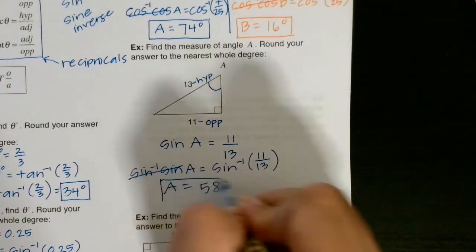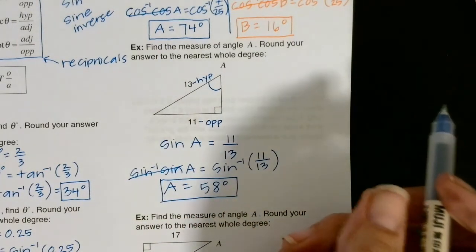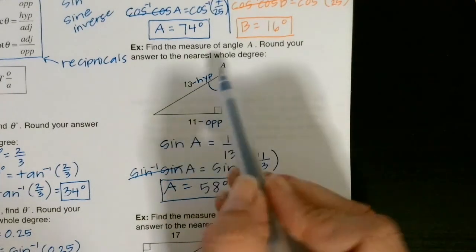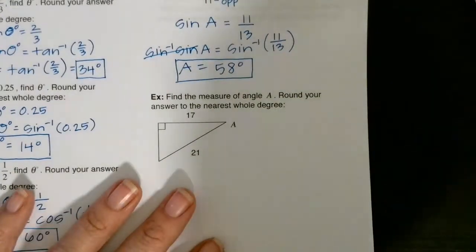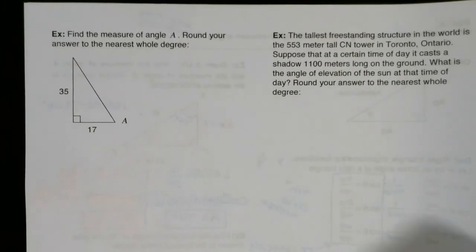Now if you got a number like 158 degrees, or if you got a number like 198 degrees, even better, triangle angles have to add up to 180, so if you're getting 198, you're doing something wrong. So check them out. On the back side, find the measure of angle A, round to the nearest whole degree.